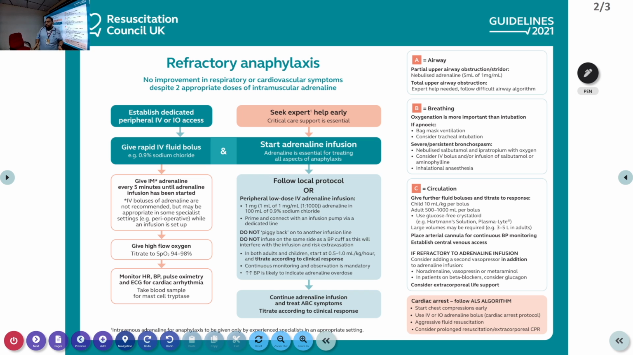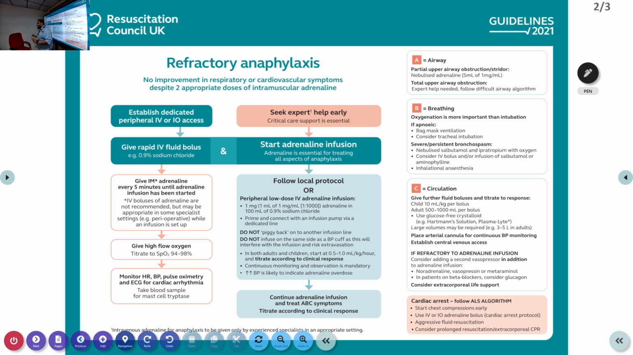Till the time you prepare the infusion, you continue giving IM adrenaline every 5 minutes, the same dose whatever we have discussed. Once the IV preparation is available, how will you prepare it? Take 1 ampule of adrenaline and add it to 100 ml of normal saline. So 1 ml into 100 ml, so 1 ml will be 1 mg. Then you have to calculate the dose, 0.5 to 1 ml per kg per hour. You have to start the infusion.